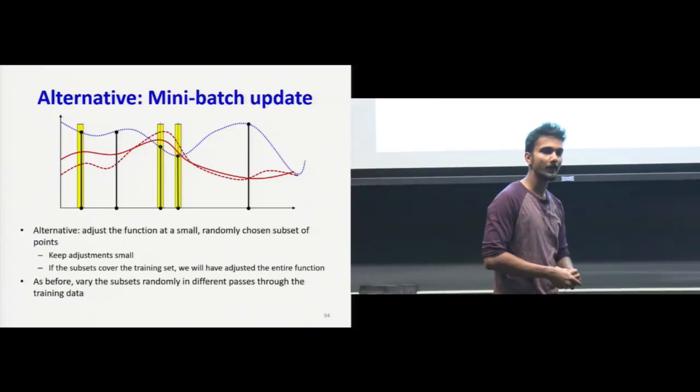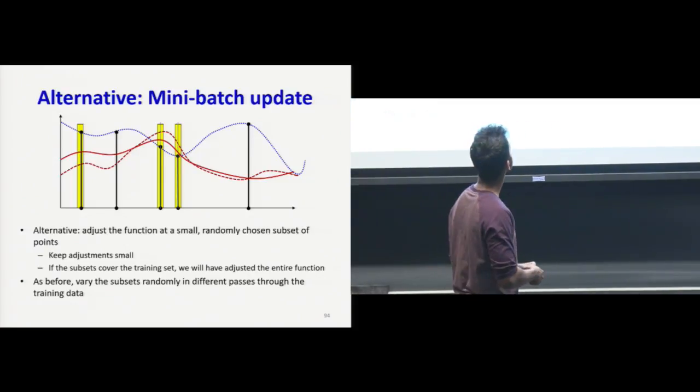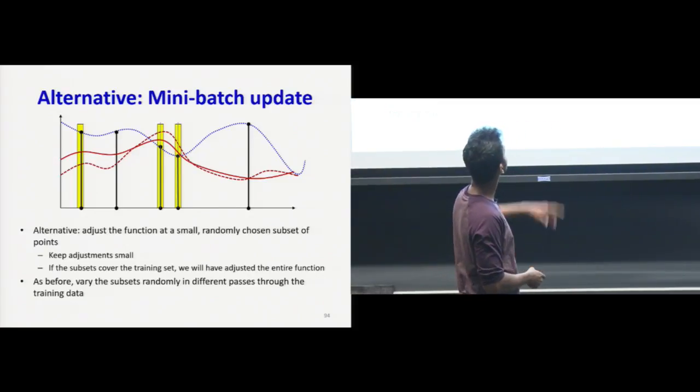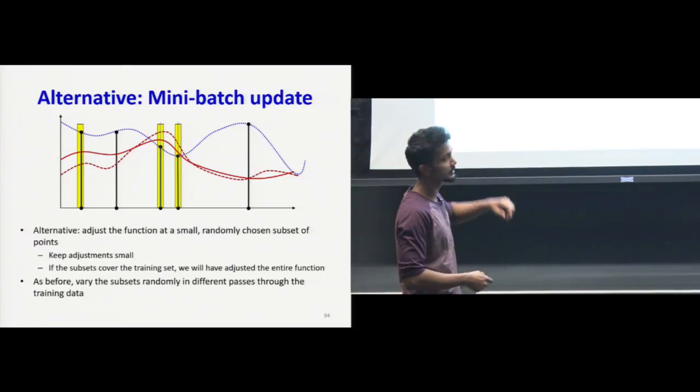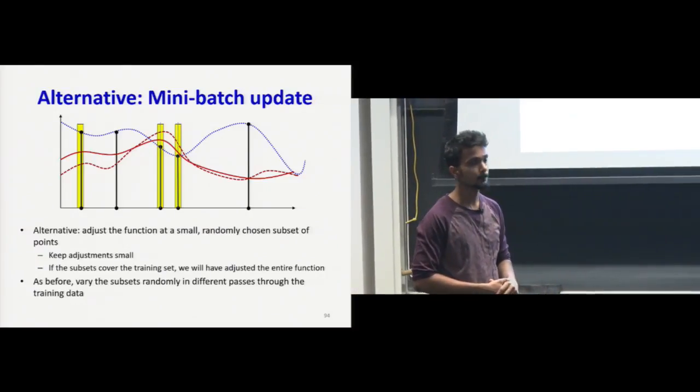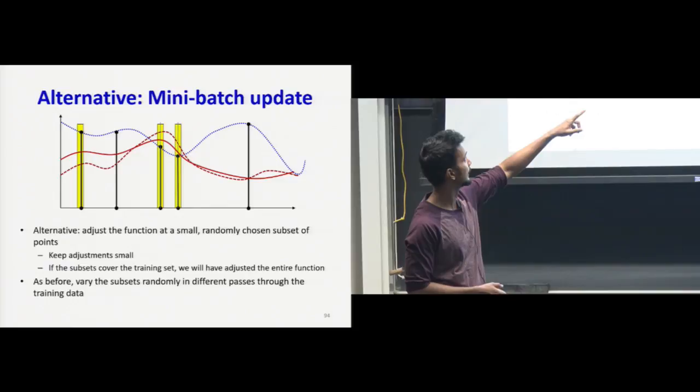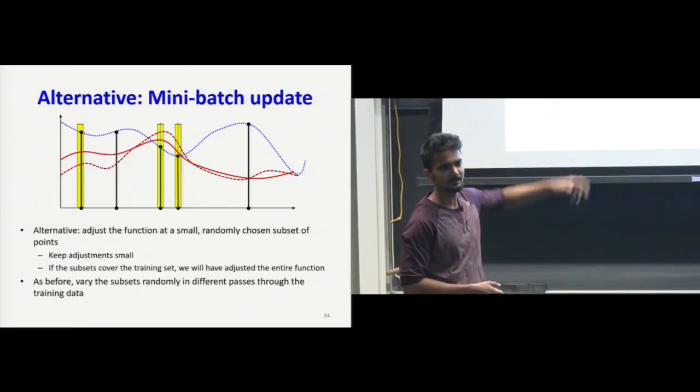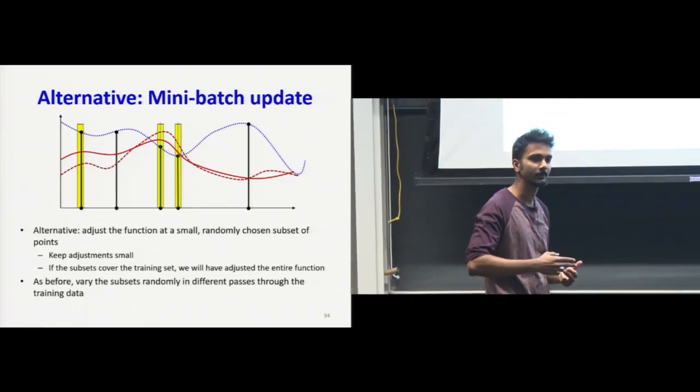Right? So I guess the red line is the true function, and the dotted line is like the blue line. The blue line is the true function that you're trying to model. The red lines signify the changes that are happening with the updates.